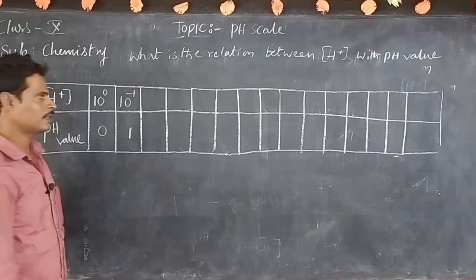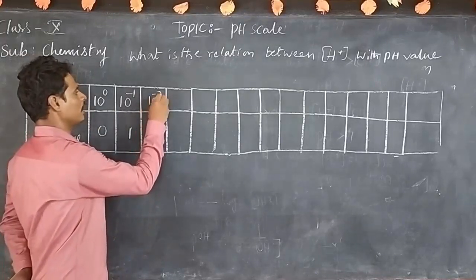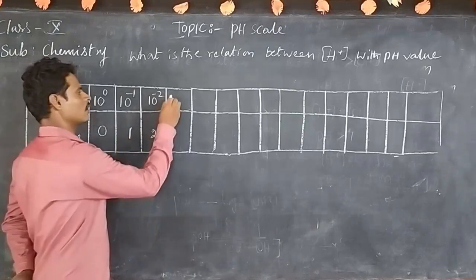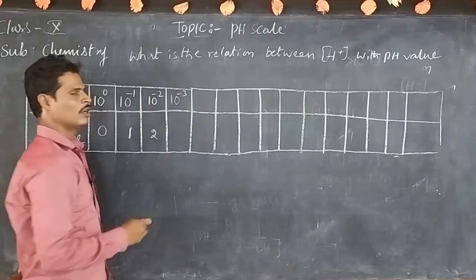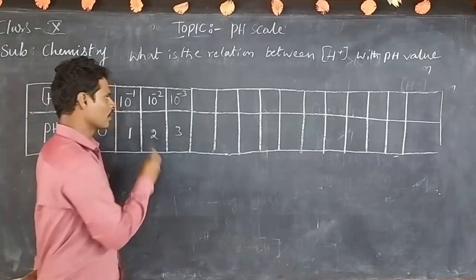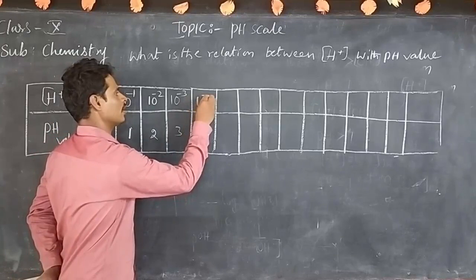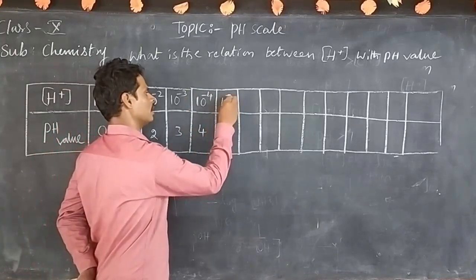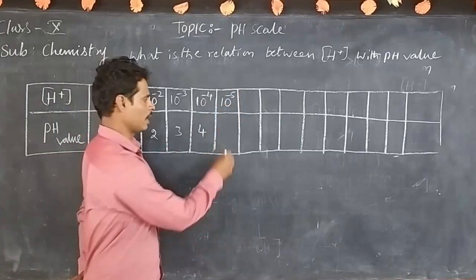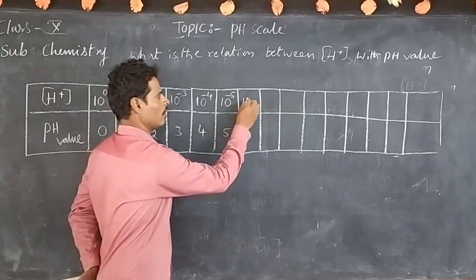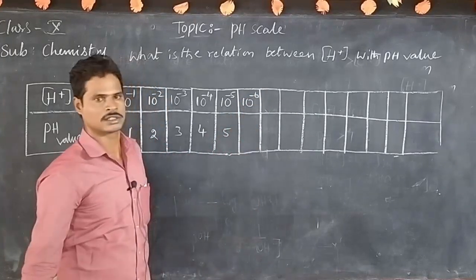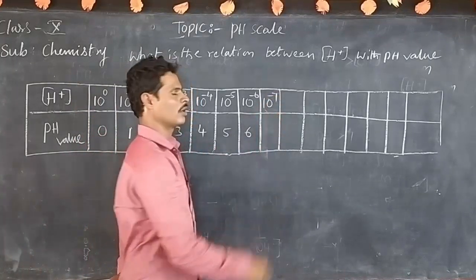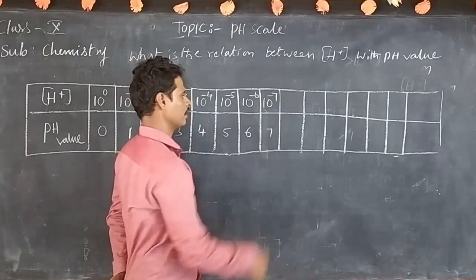1. If H plus ion concentration is 10 to the power minus 2, what is the pH value? 2. H plus ion concentration 10 to the power minus 3, pH value is 3. H plus ion concentration 10 to the power minus 4, pH value is 4. H plus ion concentration 10 to the power minus 5, pH value is 5. H plus ion concentration 10 to the power minus 6, pH value is 6. H plus ion concentration 10 to the power minus 7, pH value 7.